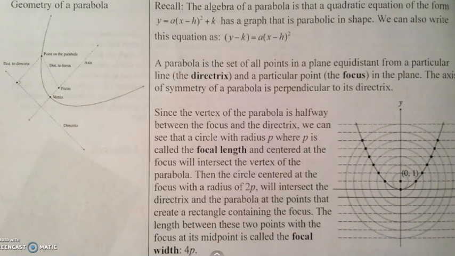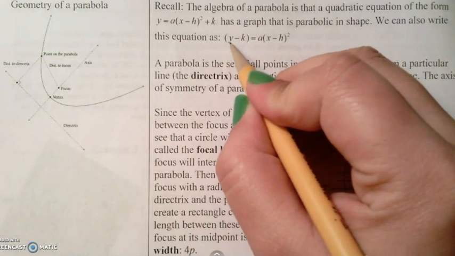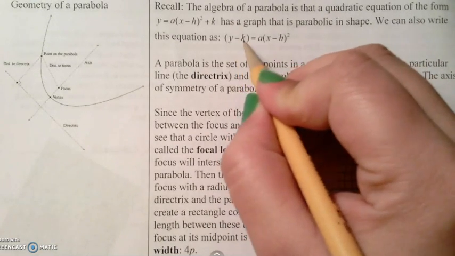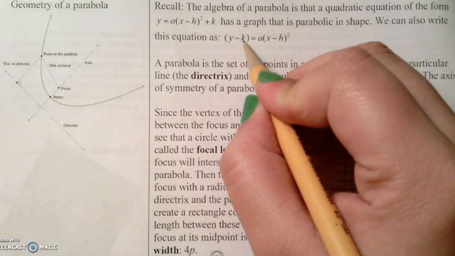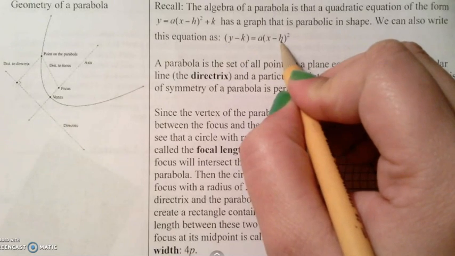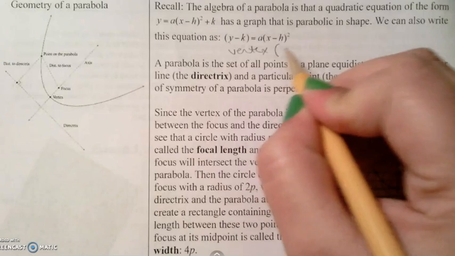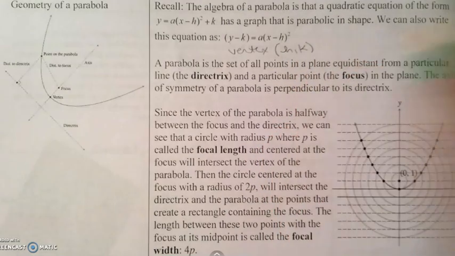One way that we can think of this is that the y value that will make the expression 0 is the y value of the vertex, and the x value that will make the expression 0 is the x value of the vertex. And that means that our vertex will have the value (h, k).